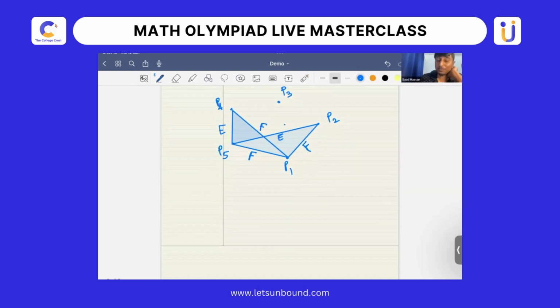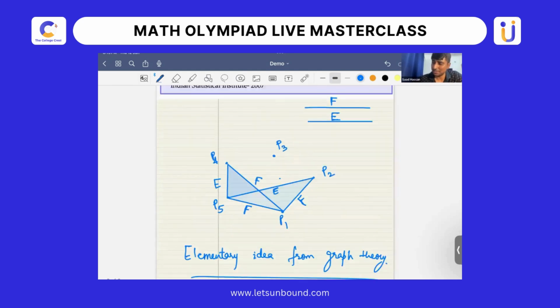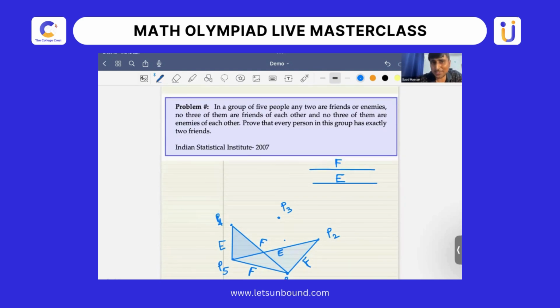Now, if you're interested in what we have just done, this is an elementary idea from graph theory. And graph theory is kind of nice, and it allows you to solve problems which do not seem mathematical in the first instance. In fact, this problem was taken from the Indian Statistical Institute examination 2007, and they were asked to prove this. And we have, in fact, successfully proved this.